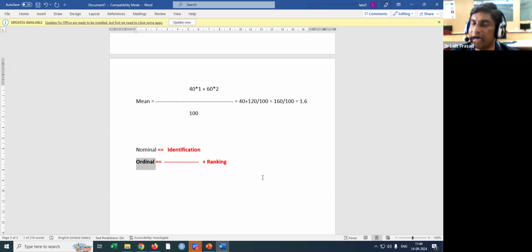But if I ask you what is the difference in terms of beauty between one actress and the other, how will you measure that? You will not be able to find out the difference. Then it is known as the ranking scale. You can say less than or greater than, but you cannot find out the difference.